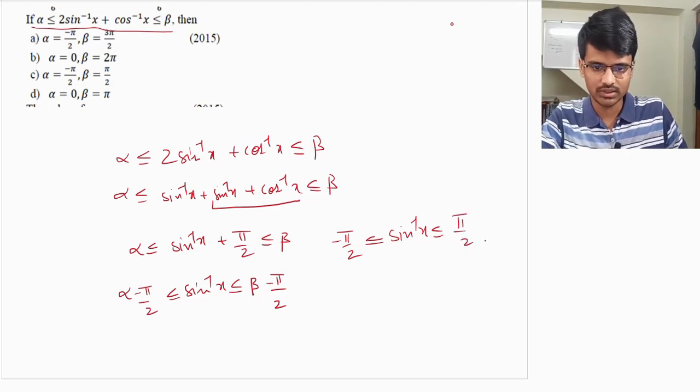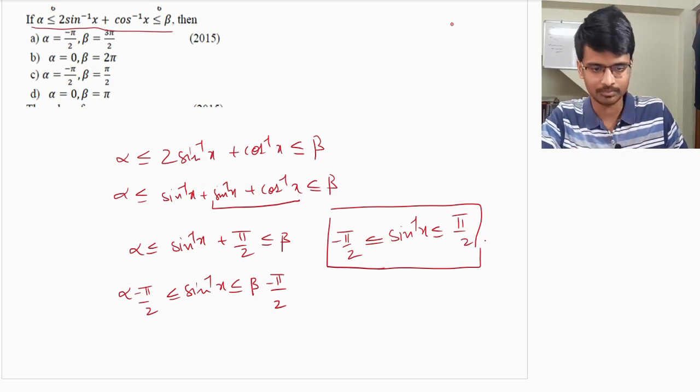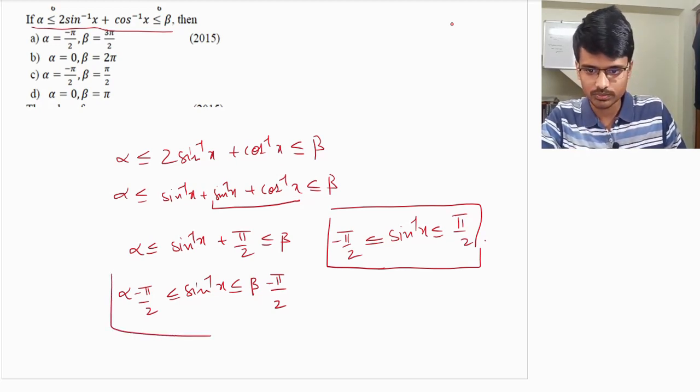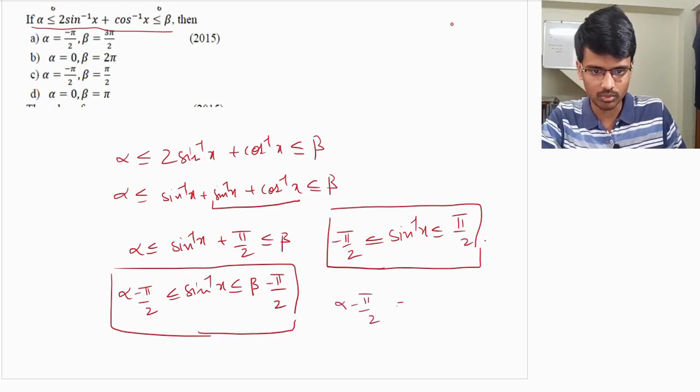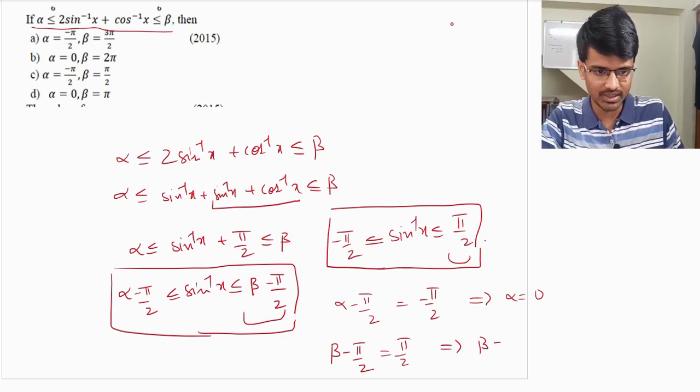Everyone agrees? This is the standard thing that we know. This is the range of sine inverse of x. Comparing these two, what do I get? Alpha minus pi by 2 equals minus pi by 2. That means alpha is equal to 0. Comparing the other side, beta minus pi by 2 is equal to pi by 2. This implies beta is equal to pi, since pi by 2 goes to this side and pi by 2 plus pi by 2 is pi. So alpha and beta are 0 and pi. The correct answer is option D.